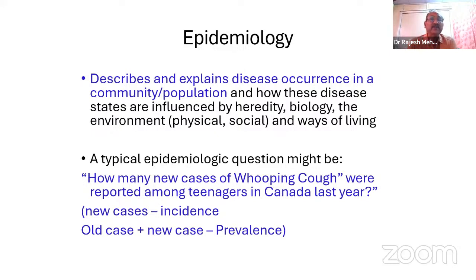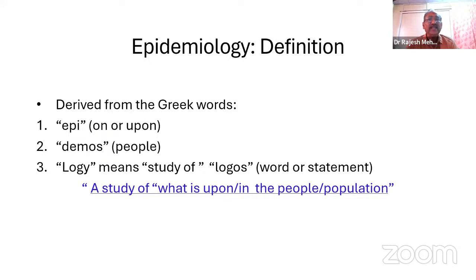So time, place, and person, when you describe the thing, is descriptive epidemiology, and then when you further analyze, cross-tabulate the things, and try to see the association between the variables, then we call it analytical epidemiology. The word epi means upon, demos means people, and logy means science. It's basically a science of population, and we are using it for the purpose of health.